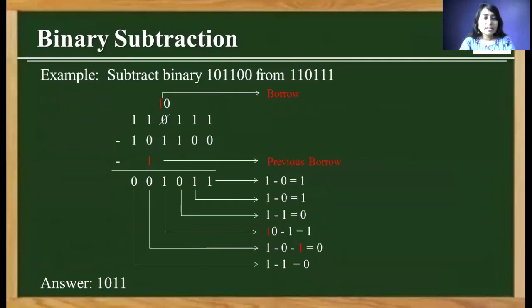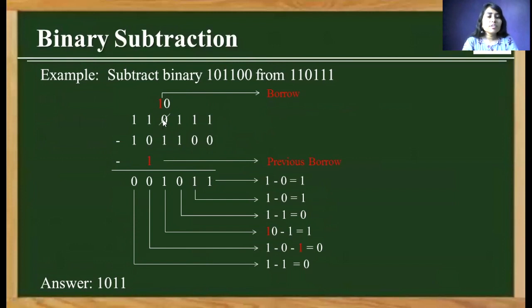Here is the binary subtraction example for a 6-bit. Let's start from here. 1 minus 0, we have a difference 1. 1 minus 0, difference 1. 1 minus 1, difference 0.